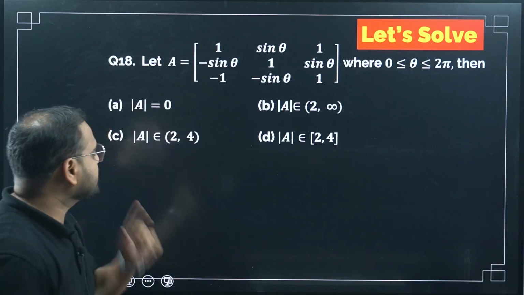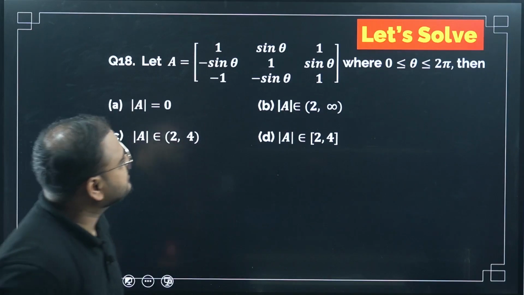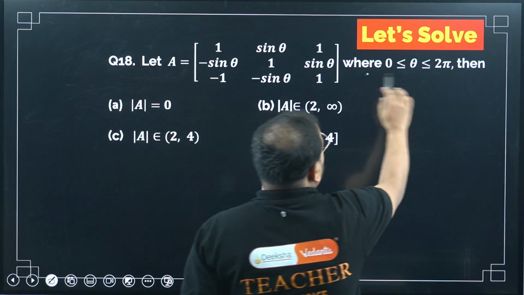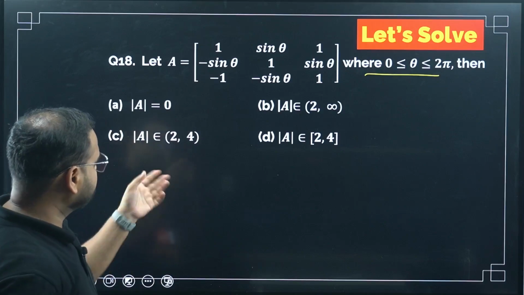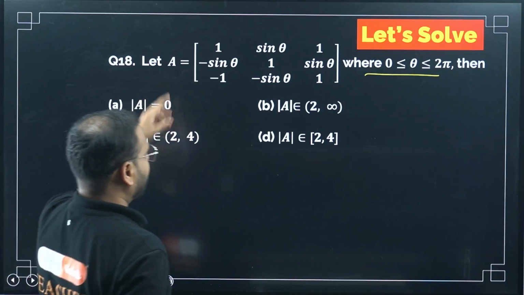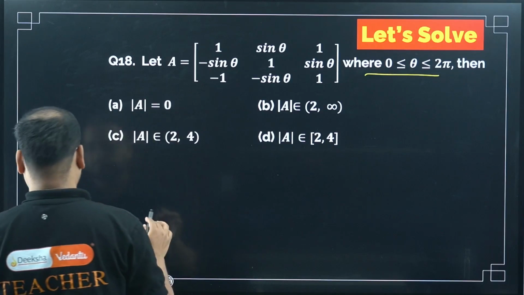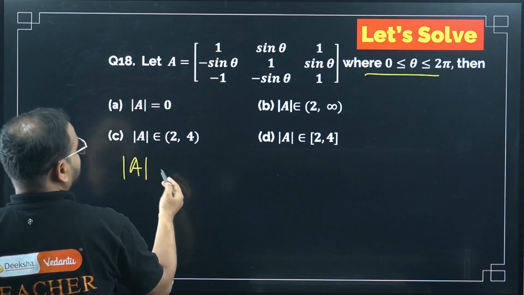So let A equal the matrix with rows 1, sin theta, 1 and so on. They have given the condition that theta should be between 0 to 2 pi. Then find the range of the determinant of A. So find the range over here. I have to find the determinant first. I have some space. How will I write this?